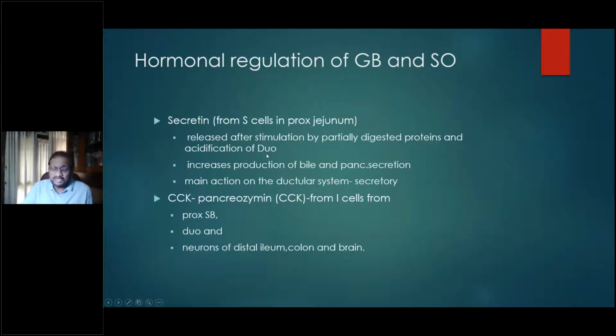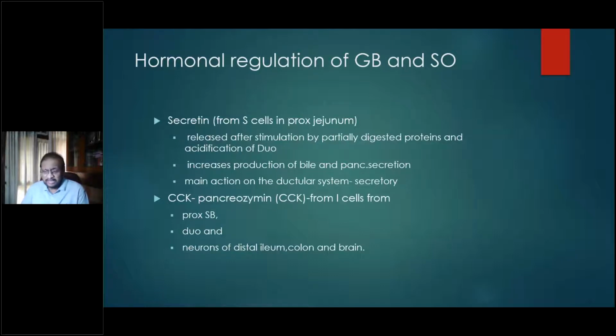So the stomach has released part of the digested food into the duodenum. Immediately what happens? There's a reflex set up and the secretin gets secreted from the S cells of the proximal jejunum, and they then go and do what? They increase the production of bile and pancreatic secretion, and the main action is probably on the ductal system rather than on the gallbladder. And the main action is secretory.